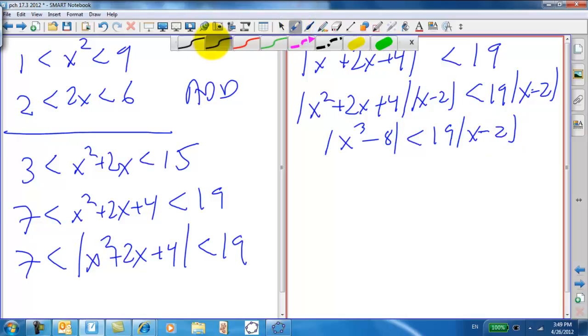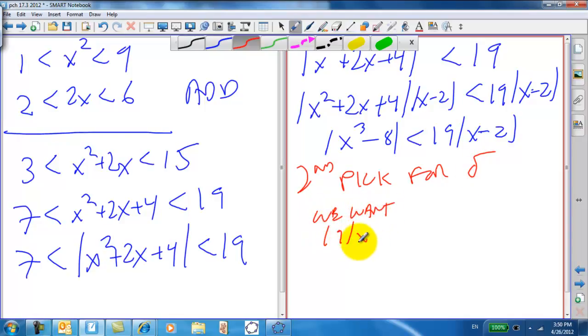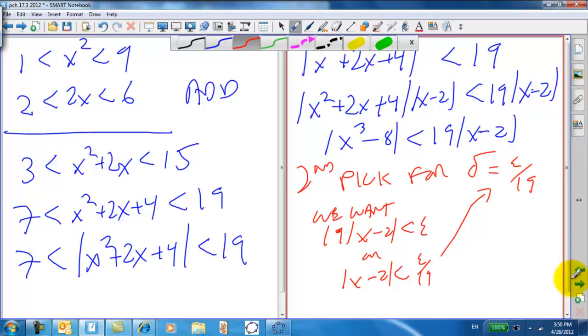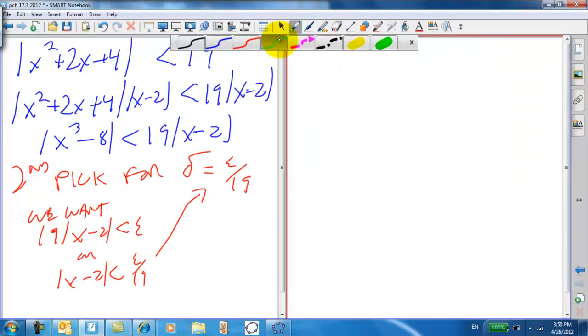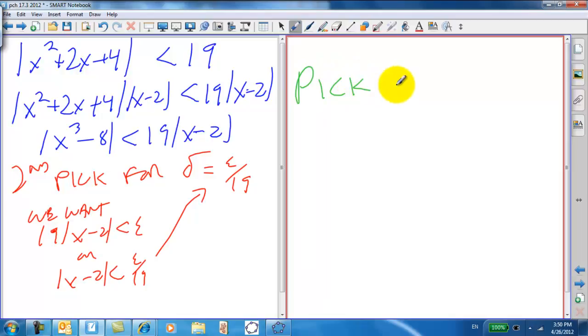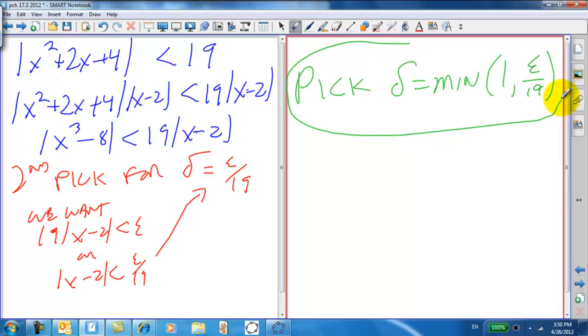Now we go ahead and make our second pick for delta. And in this case, it's not just going to be 1. We want 19 times the absolute value of x minus 2 to be less than epsilon, or absolute value of x minus 2 to be less than epsilon over 19. So therefore, our pick is going to be epsilon over 19. Now to finish the proof though, you have to say pick delta equal to the minimum of 1 or epsilon over 19. There you go. And we stop there because I didn't give you a specific epsilon this time.